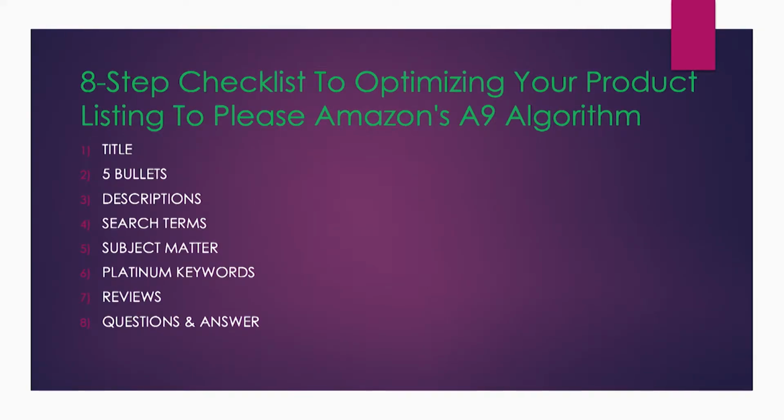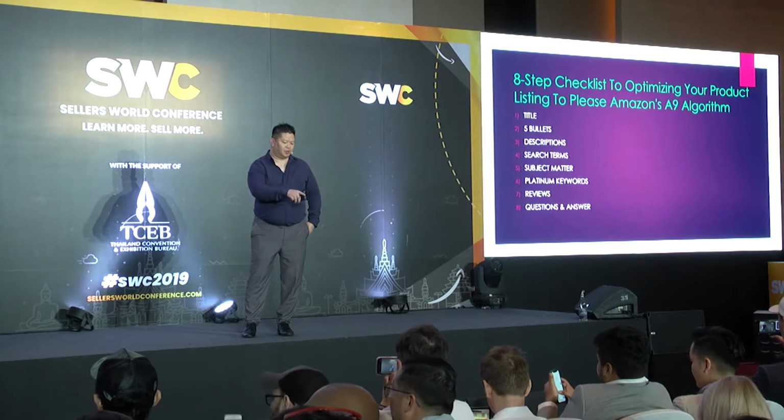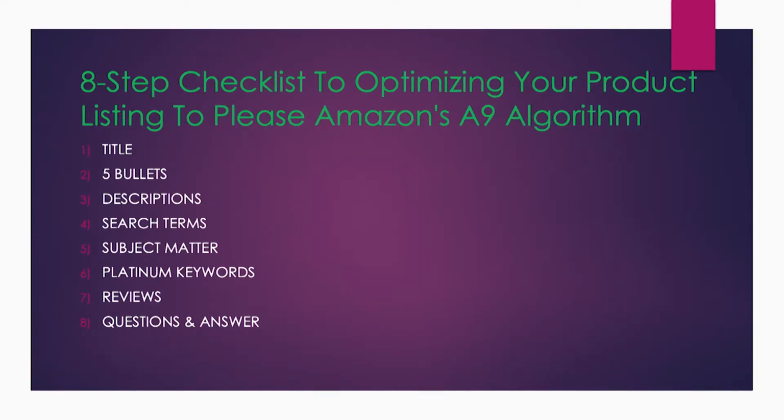So let's go on into the basics. We're going to talk about ranking, right? The basic for ranking is first to optimize your page. Here is the 8-step checklist that you should look at when you do optimization on your listing page. Make sure you fill out all the keywords that you think it's going to sell on: title, bullets, description, search term, subject matter, platinum keywords, reviews, and questions and answers. In that order, okay? I'll talk a little bit more about this as well, but just remember that. Take some pictures if you can.